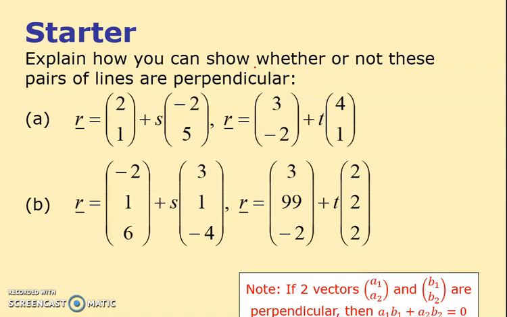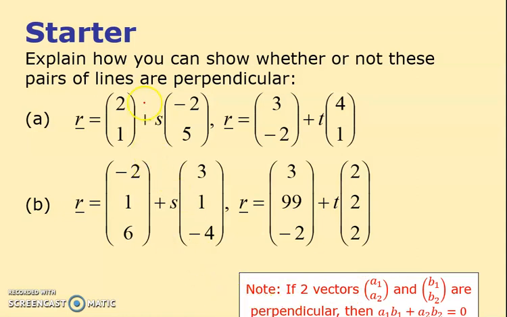It says if two vectors a1, a2 and b1, b2 are perpendicular, then you can multiply together the top numbers and the bottom numbers. And when you do that, you get an answer of 0 if they are perpendicular. Now, this is actually something called the scalar product, which we'll come on to in due course. But for now, it's just good enough to know this fact.